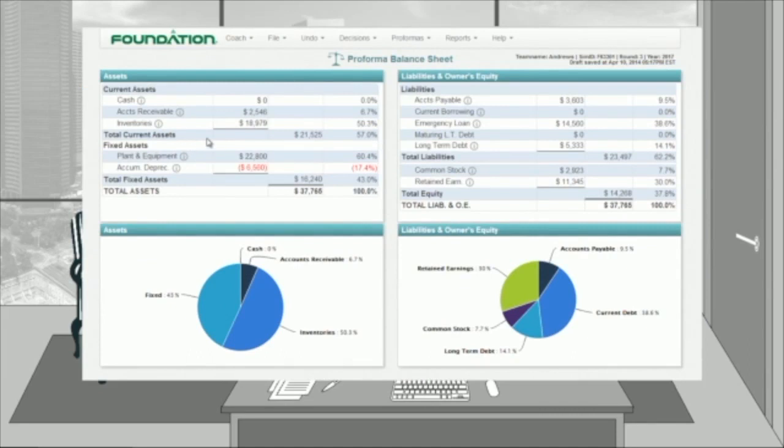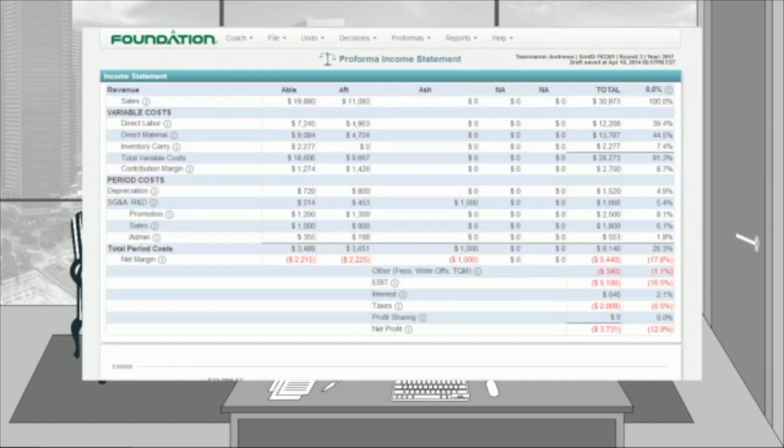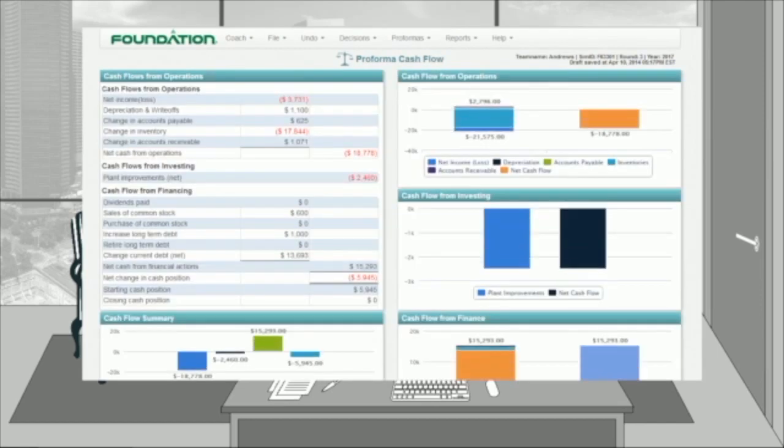The Performas recalculate with almost every decision you make, so keep an eye on them. They will help you test out strategic ideas. It's like, what if I introduce a new product? Or, what if I double my promotions budget? The Performas help answer the question, can I afford my big idea right now?